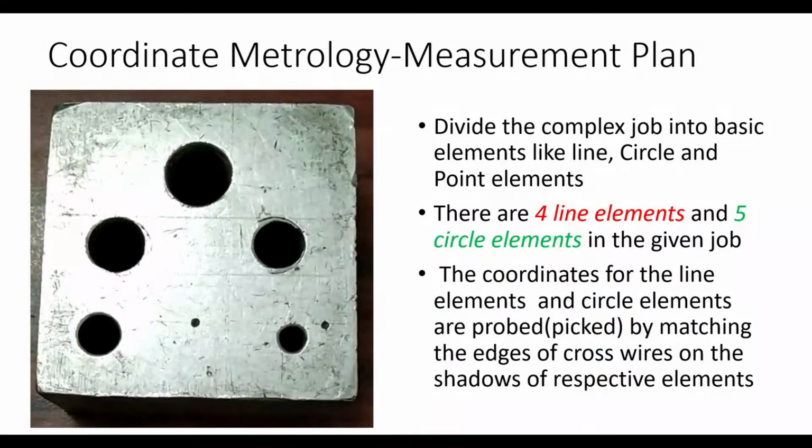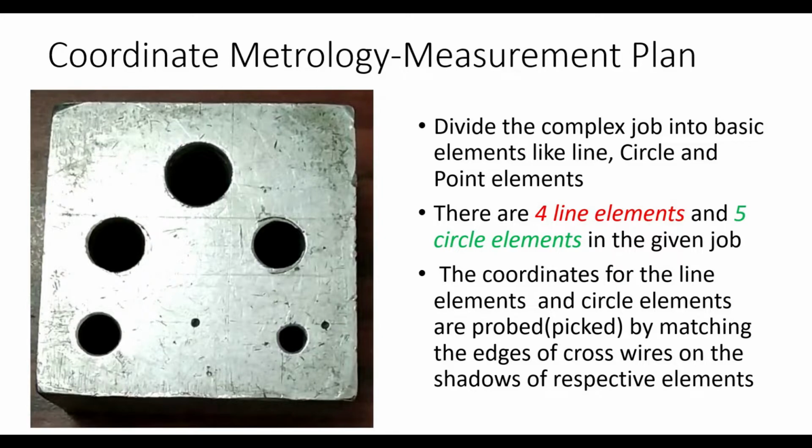Before we start measuring, let us see the plan for measurement. Any complex shape that is given can be divided into simple elements like line element, circle element and point element. In this job, we have 4 line elements as well as 5 circle elements. The main objective is to probe the points along the line to fit one mathematical line to it. The probing of the points is done using the profile projector.